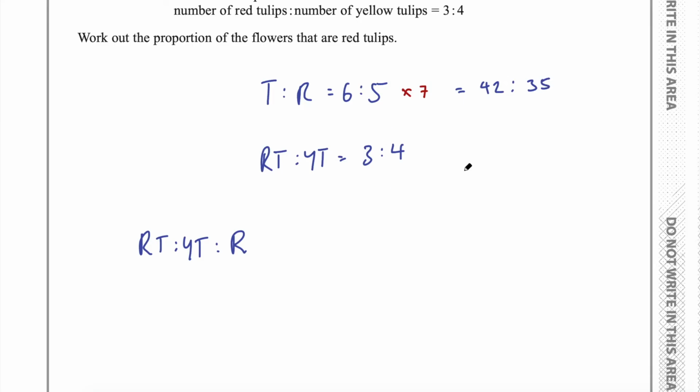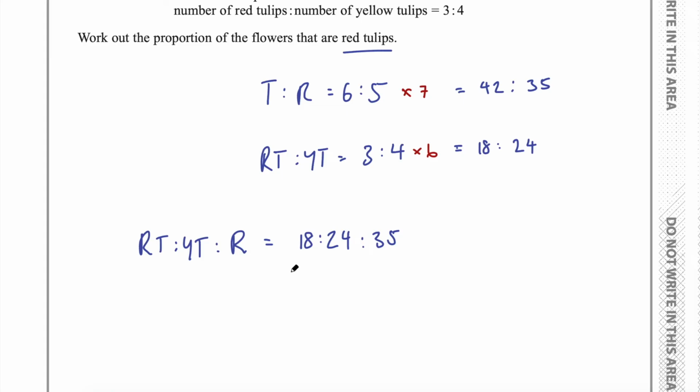So if I multiply that by 6, it will add up to 42, and it's going to become 3 times 6 is 18. 4 times 6 is 24. So now I can split this tulips ratio into red tulips and yellow tulips. So this entire ratio of all of the flowers is going to be 18 to 24 to 35.